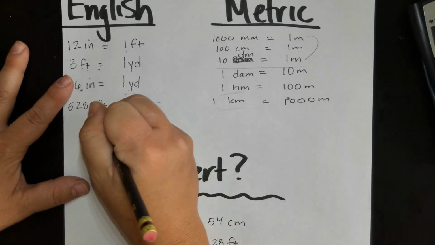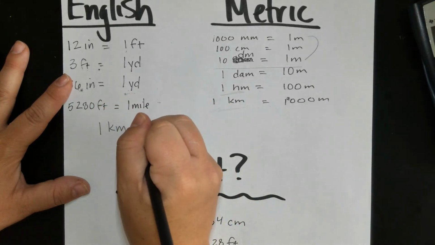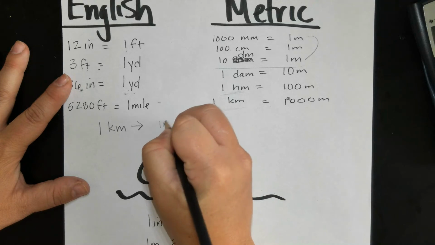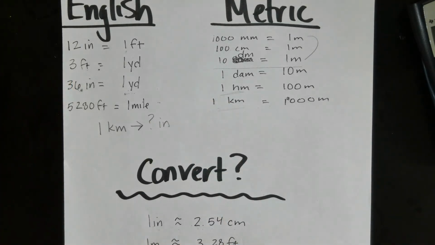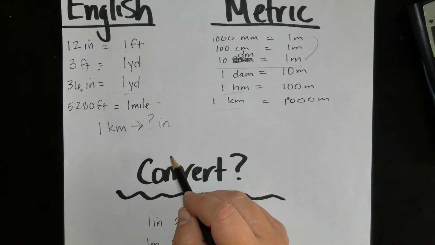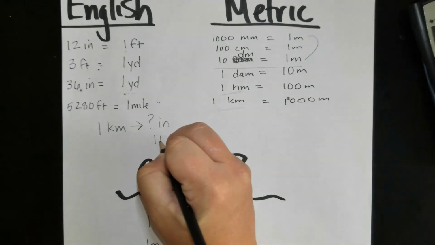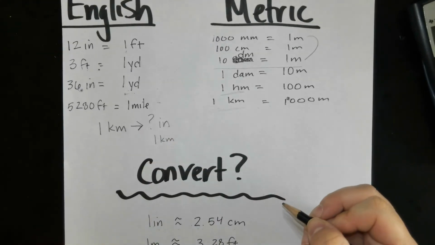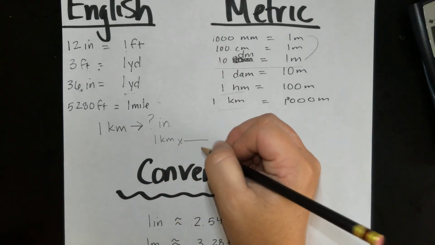If I have 1 kilometer, I want you to convert that into inches, okay? How many inches are in 1 kilometer? When we do conversions, you have to show your work, okay? You have to show your work. And how do we do this? 1 kilometer is what I'm going to start out with. We assume that it is on top, okay, for our conversions.